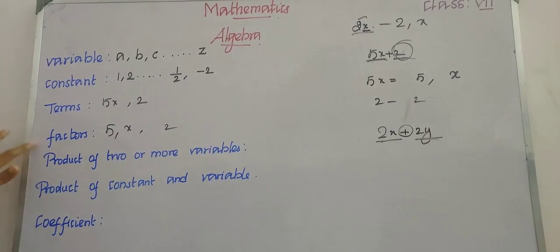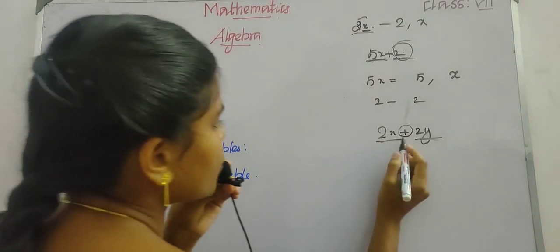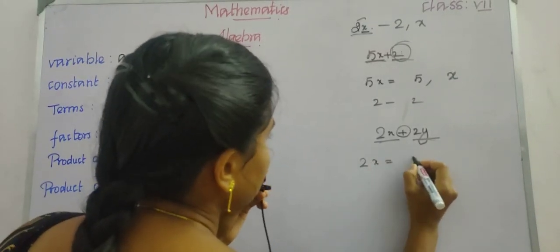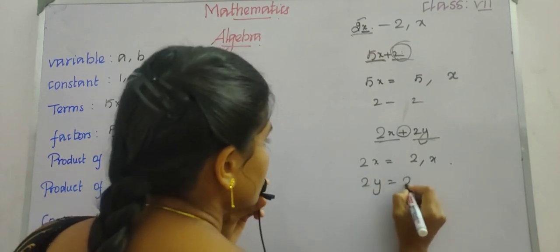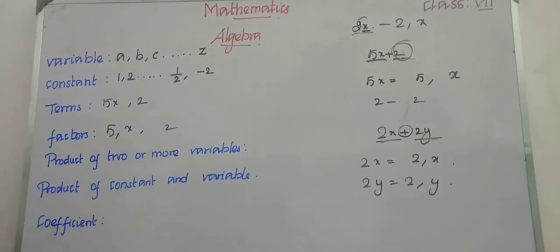And then factors. Here what are all the factors of 2x? 2x, the factors are 2 comma x. In 2y what are all the factors? 2 comma y. These are all the factors.